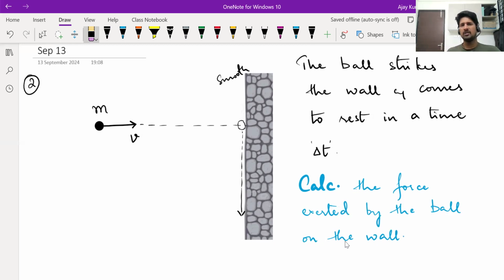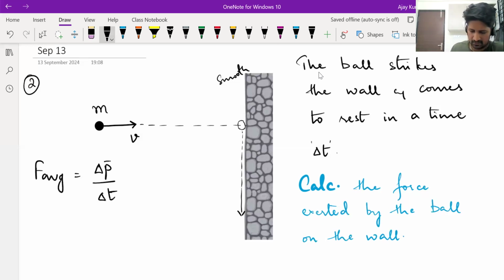Okay. Can one of you tell me how force is related to momentum? Force equal to dp by dt, sir. Newton's second law, F net equal to dp by dt, correct. And average force is total change in momentum divided by time taken for that. That's all. That is what you need to find out in this case. Force exerted by the ball on the wall is same as force exerted by the wall on the ball. Action, reaction.